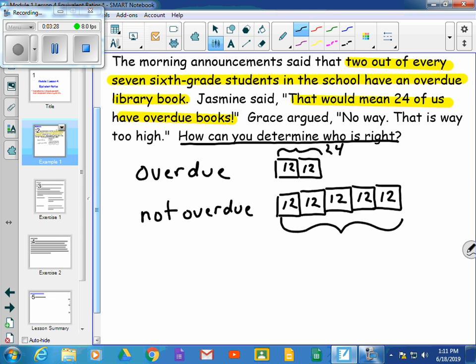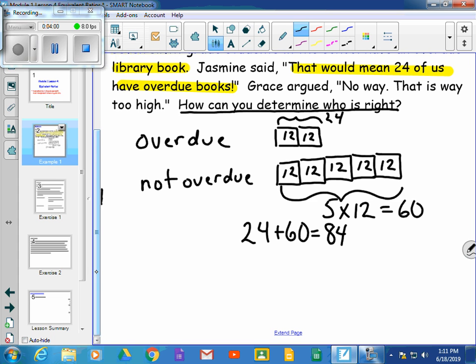How many kids would not have overdue library books? We would take 5 times 12, since there's 12 in each part, and we would say there's 60. Now if we add up the 2 parts, the 24 and the 60, we would get 84. 84 total 6th graders. And that sounds like a reasonable number, so Jasmine could be correct. However, once again, we don't know exactly for sure if she is correct.